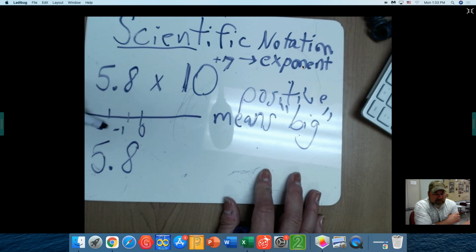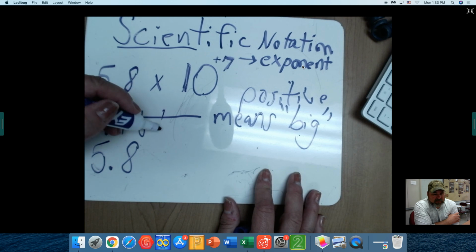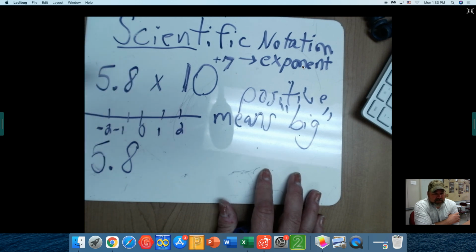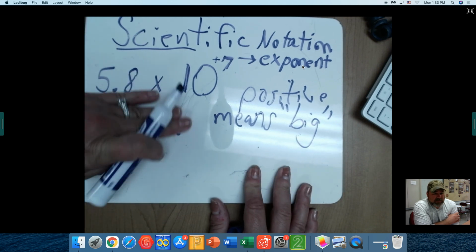You can kind of think of it like a number line. You have negatives get smaller. When you go to the right, things get bigger. So I always think of positive, it's going to make me go to the right.